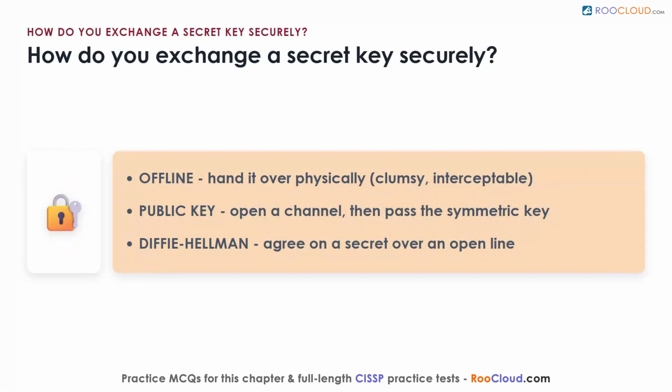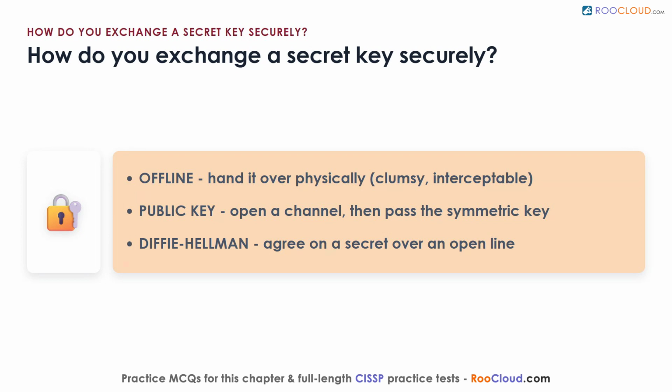How do you exchange a secret key securely? This is the classic headache of symmetric encryption, and there are 3 main answers. The first is offline distribution, physically handing over the key on paper or a device, which is simple but clumsy and easy to intercept. The second is using public key encryption to open a secure channel first, then passing the fast symmetric key through it.